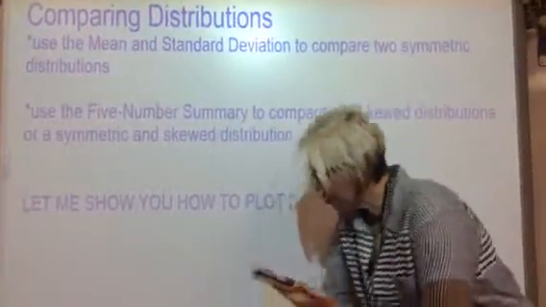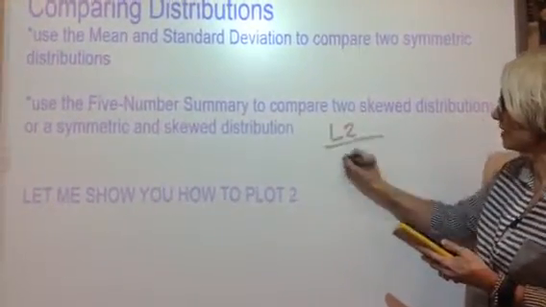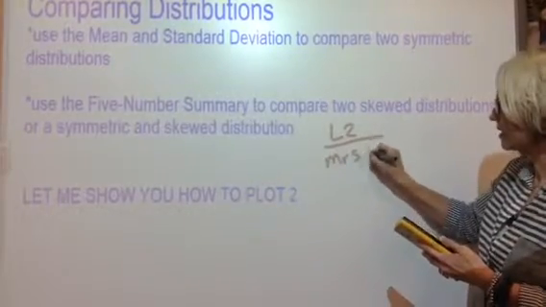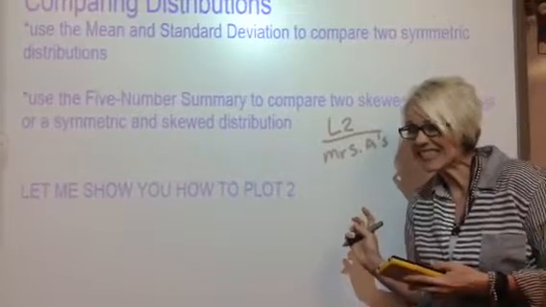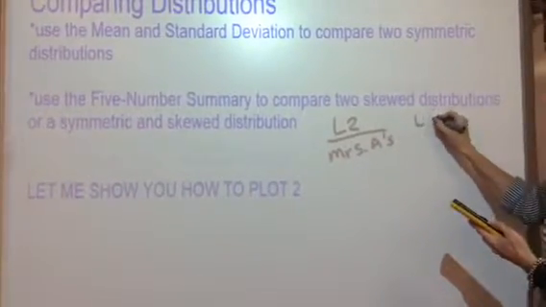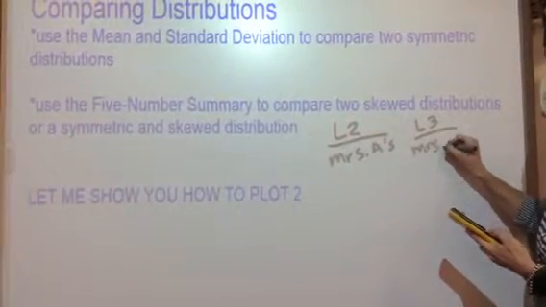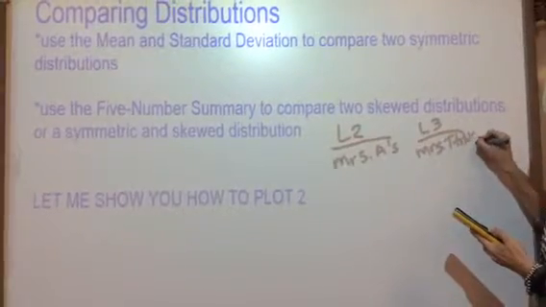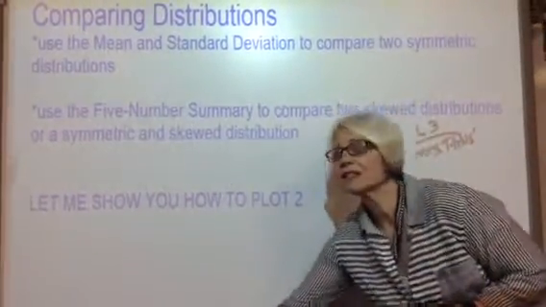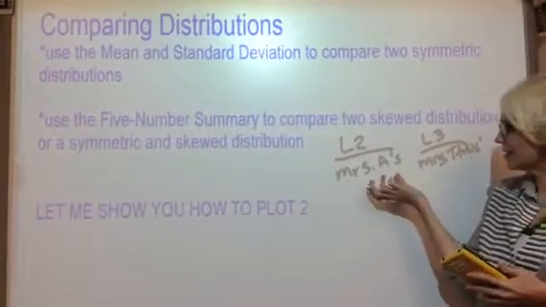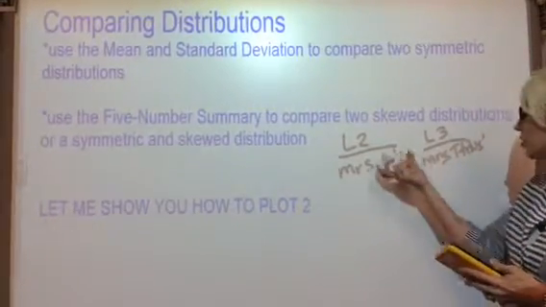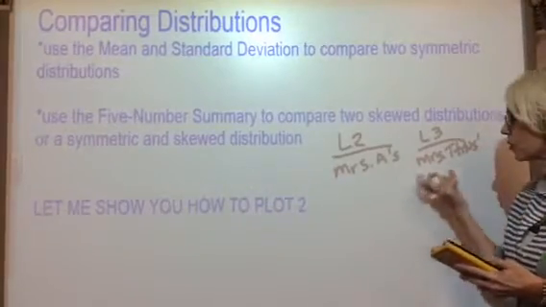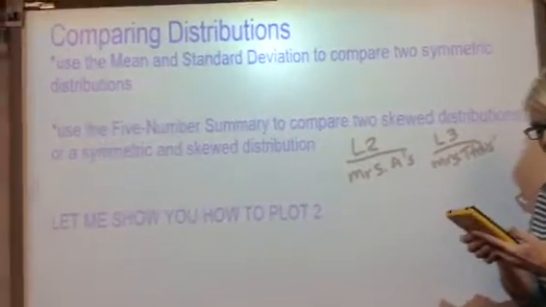On my calculator, my L2 is representing Mrs. A's class's quiz scores on that probability quiz. And my L3 is Mrs. Titus's class quiz scores. What I want to do, as a teacher, is look at the quiz scores and see how my class compares to her class. Are they going to be the same quiz scores? And what kind of variations do we have?